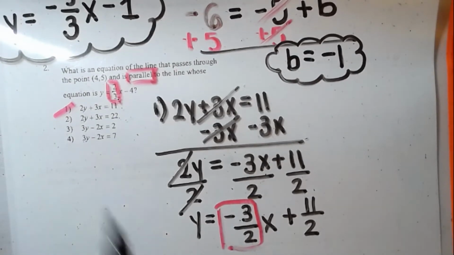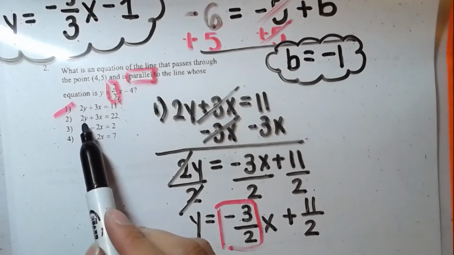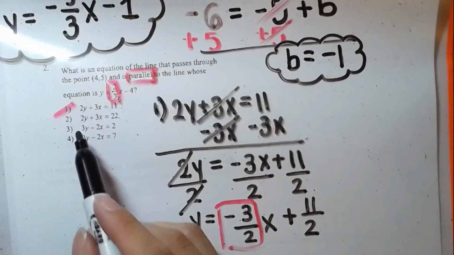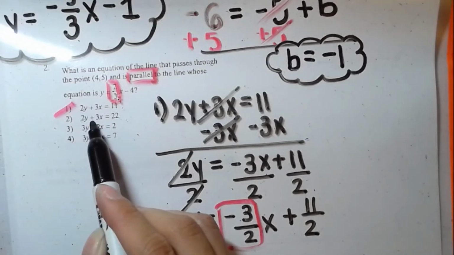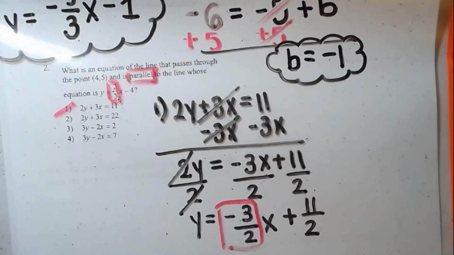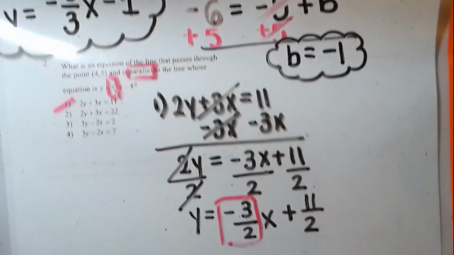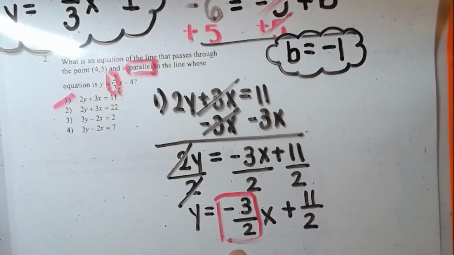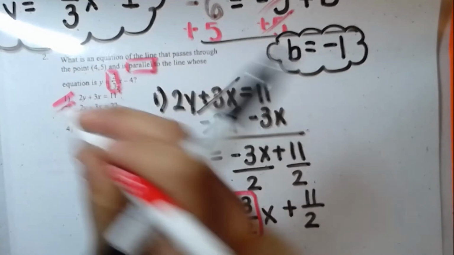And you can kind of see that 2 is also not going to be the answer because it is also in the same format here where we have 2y plus 3x, right? So we know that we're going to subtract 3x on both sides. The only thing that's going to be different is the y-intercept here, but our slope is still going to be negative 2/3, right? So 2 is also not the answer.